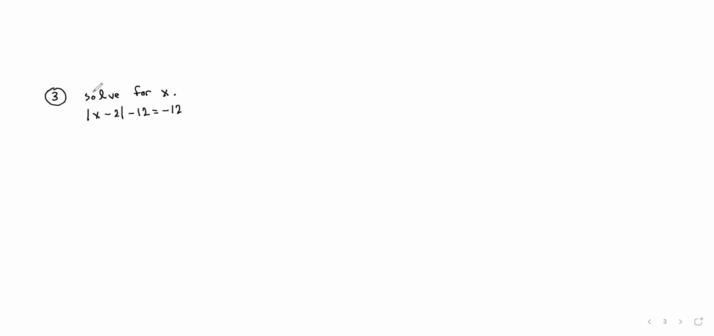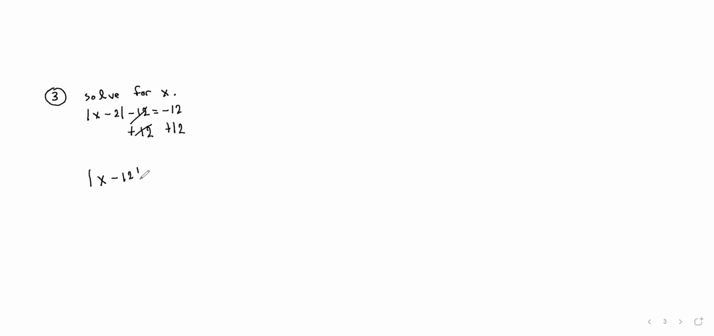Like problem 2, we want to isolate the absolute value on one side. To isolate the absolute value, we want to get rid of this minus 12. So I'm going to add 12 to both sides. So plus 12 and plus 12. What we have is a minus 12 plus 12, that's a 0. So we have x minus 2 plus a 0. So these cancel.